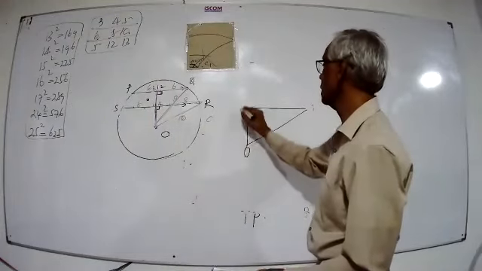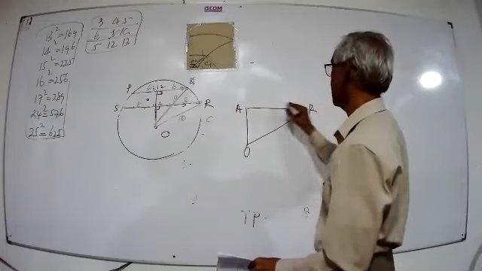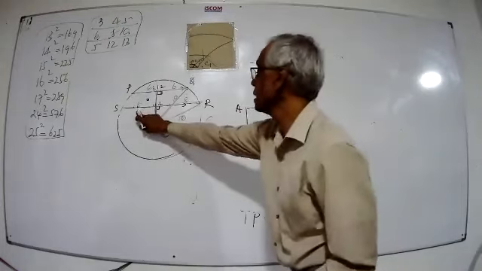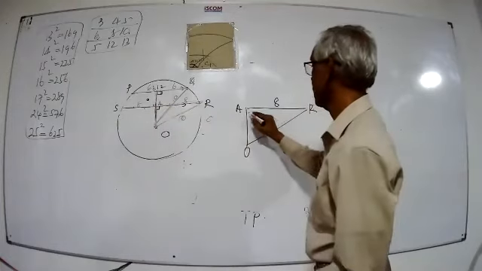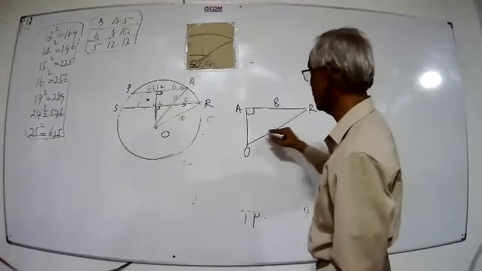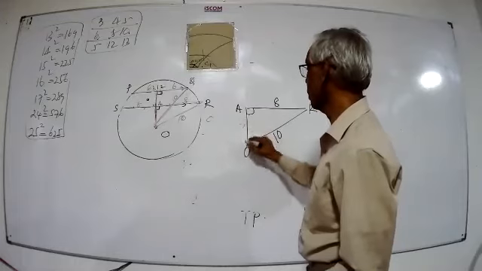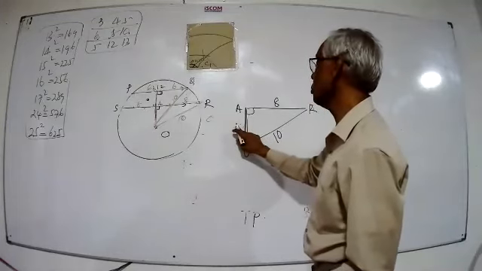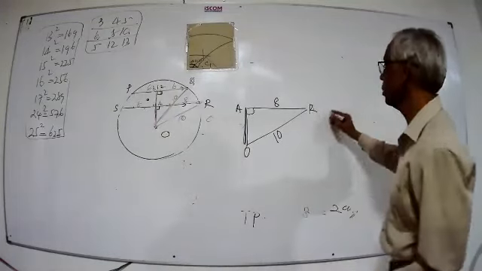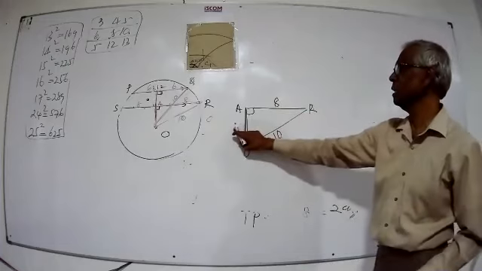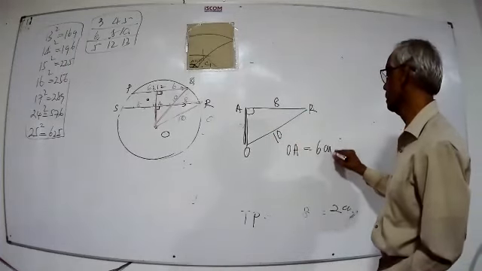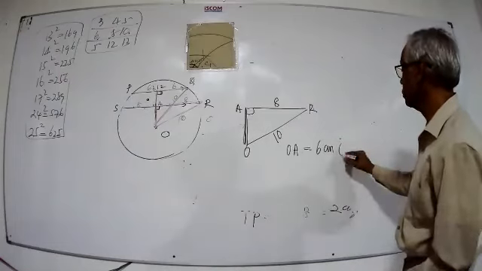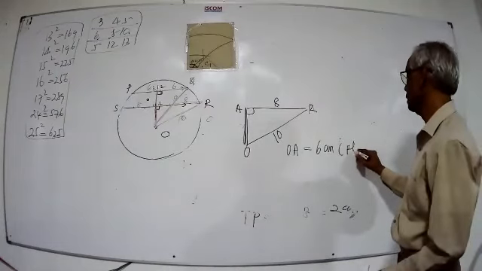This is O, this is A, this is R. This is 8 because the total length 16 is halved by this perpendicular. This is 10. Find OA. If it is 10 and 8, then OA is 6. Write that down.